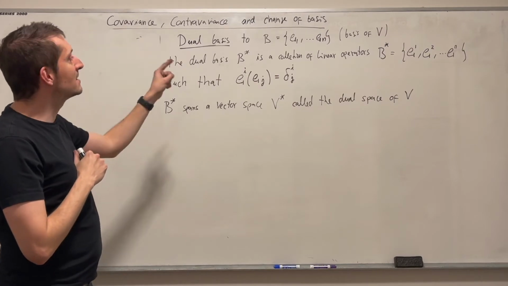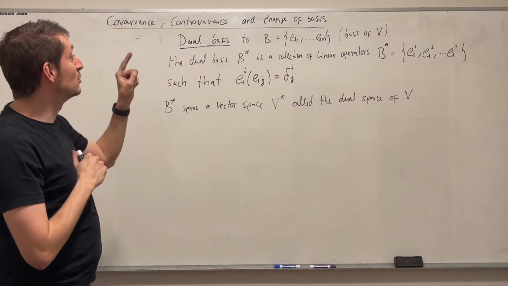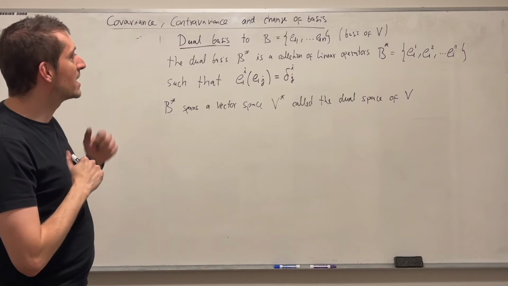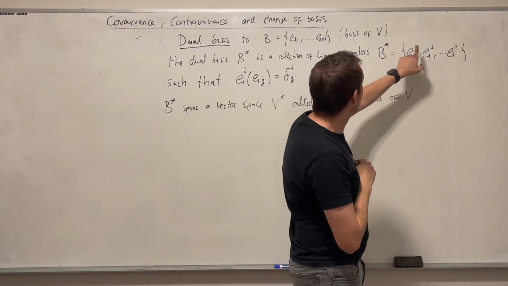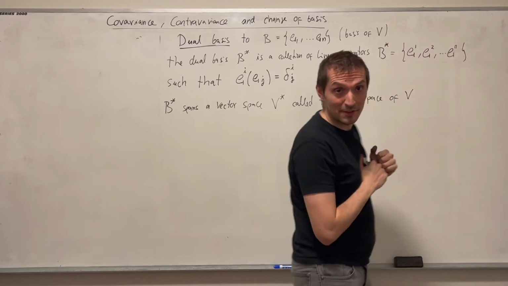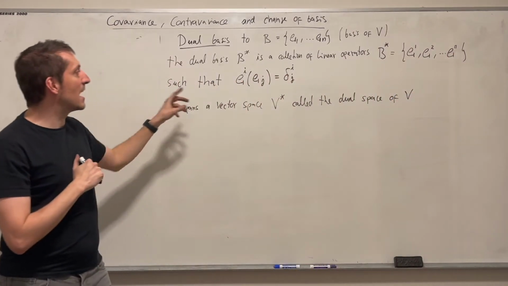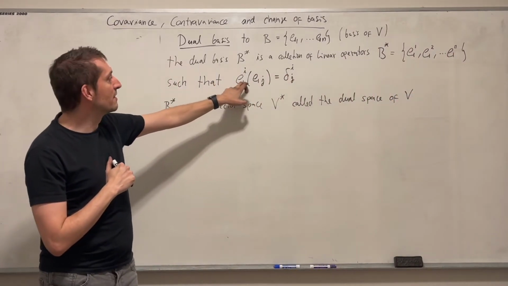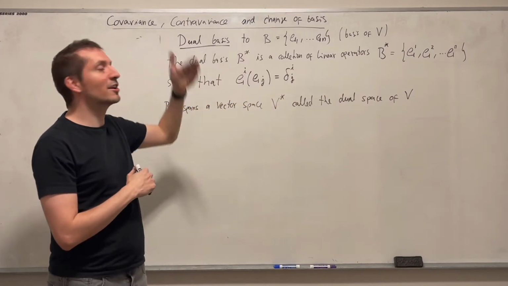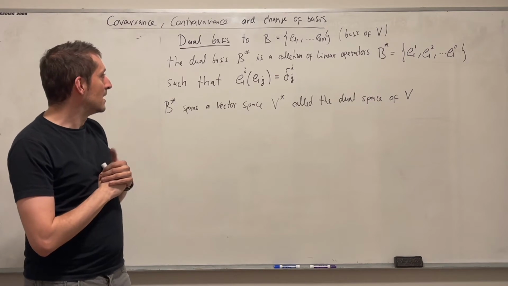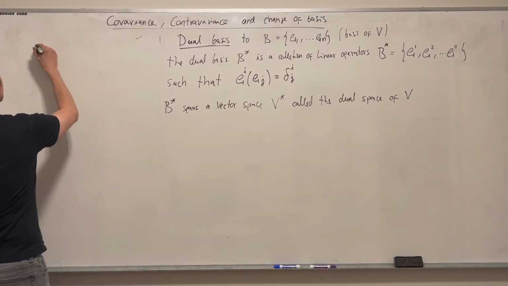Now the dual basis B star, dual to B, is a collection of linear operators that I write with elements with serifs, but now the indices are upstairs. Such that the action of those operators on the vectors of the basis gives me the identity, gives me the Kronecker delta.